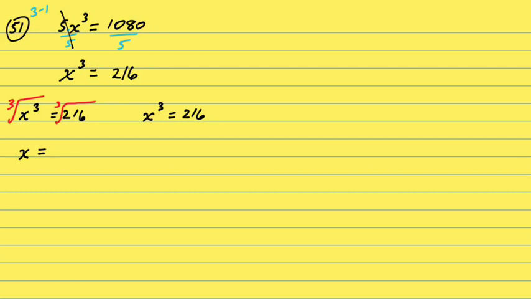So let's see if any number times itself 3 times gives you 216. So apparently 6 to the third is 216, so the third root would be 6. Not plus or minus because it's not an even root, just 6.